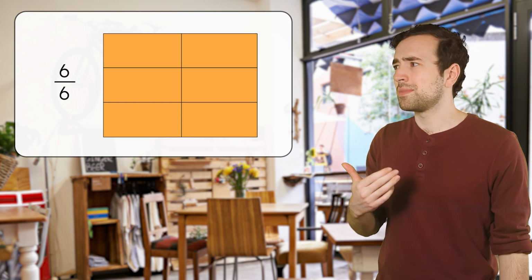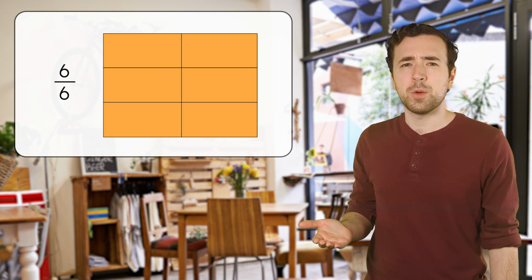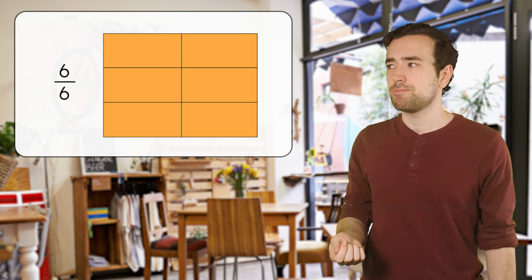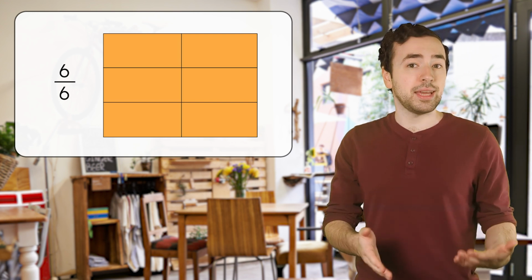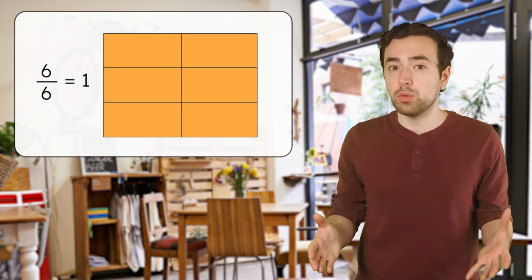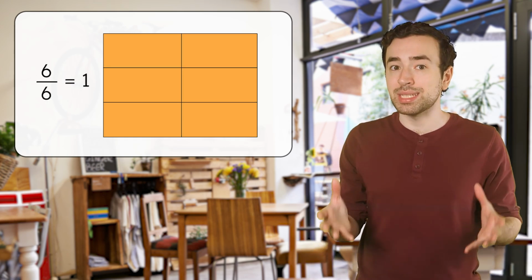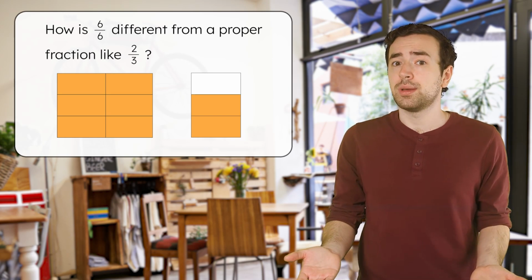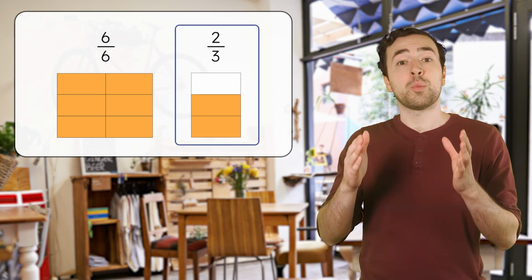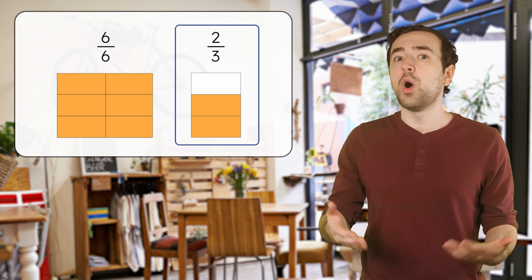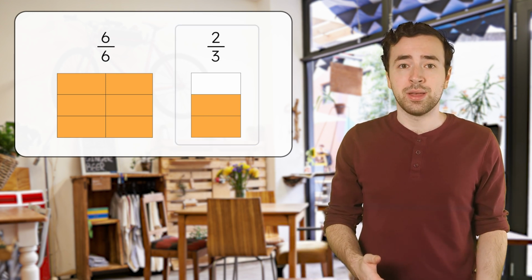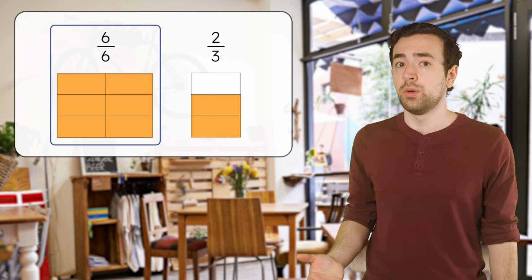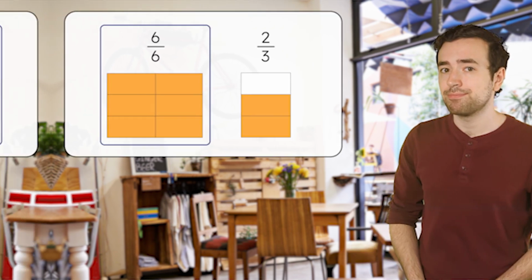But wait, that isn't greater than 1 whole. Why do you think 6 sixths is considered an improper fraction? Well, 6 sixths can be renamed as 1 whole since it represents all 6 pieces of the whole. How is that different from a proper fraction like 2/3? Proper fractions show part of a whole, and the numerator will always be less than the denominator. But 6 sixths represents a whole number rather than just part of the whole, so it's improper.